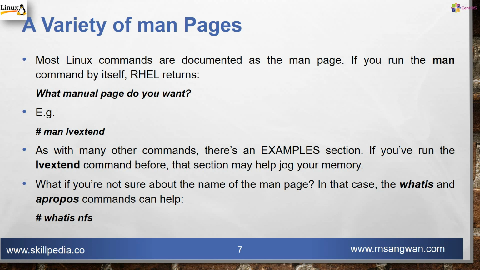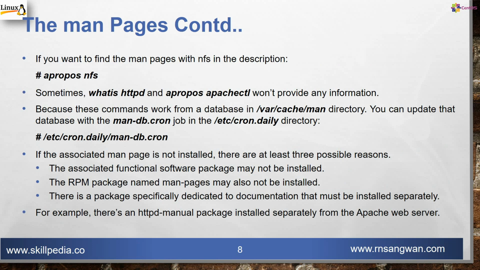What if you're not sure about the name of the manual page? In that case, the whatis command and the apropos command can help, like whatis NFS. If you want to find manual pages with NFS in the description, you can use apropos NFS. Sometimes whatis httpd or apropos apachectl won't provide any information, because these commands work from a database in the /var/cache/man directory. You can update the database with the mandb cron job in the /etc/cron.daily directory. Mandb, or probably the file name is slightly different now, it is updatedb. So you can use updatedb, that will update the database.